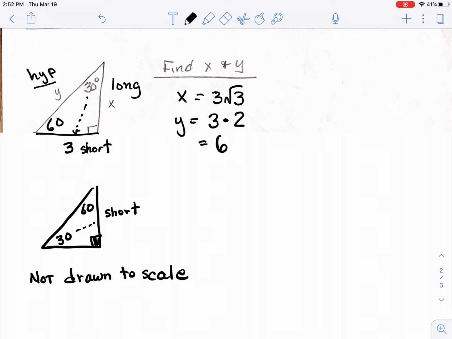What if I give you another 45, 45, 90? Again, because it's a 45, 45, 90, we know the 2 sides are the same. This time, let's say that we know the hypotenuse. I'm going to tell you the hypotenuse is 100. And these 2 sides we're calling legs. So all we have to do is find the legs.